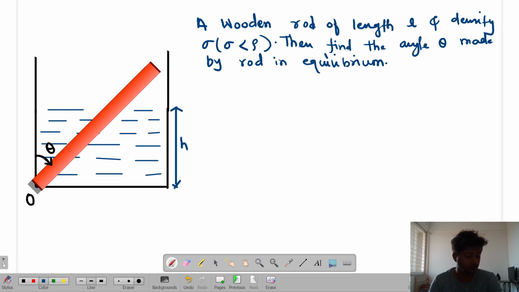It's a very awesome question. Do you know about torque and all? Okay, so it's based upon torque. Rotation is always based upon torque. Try to balance the torque because it is in equilibrium.